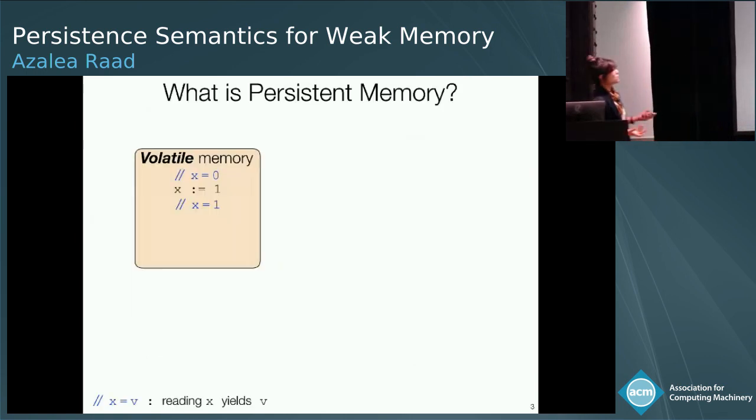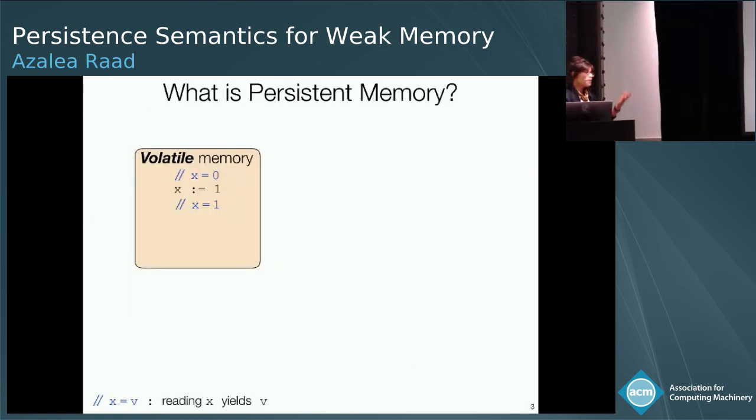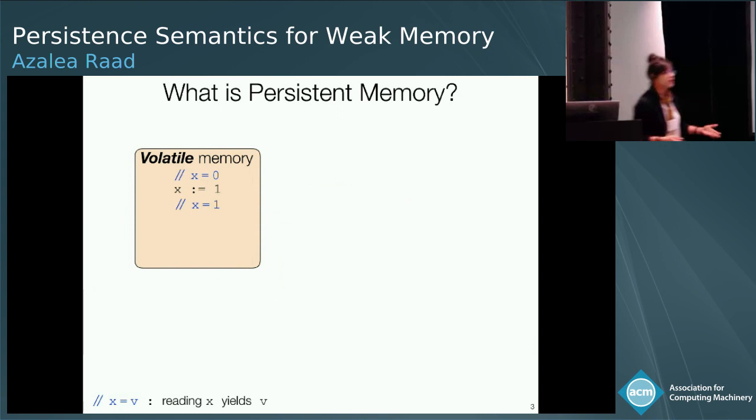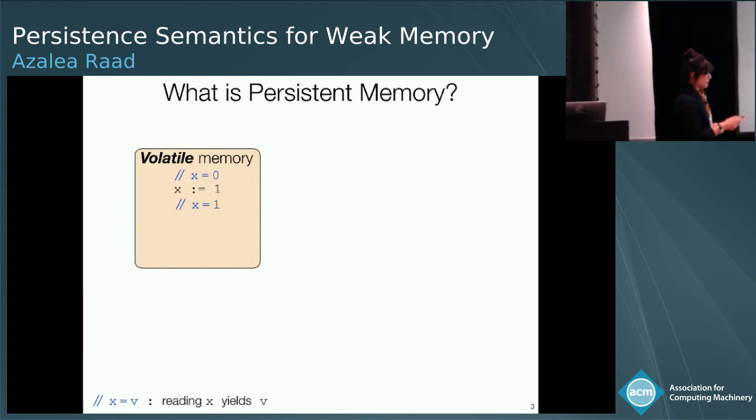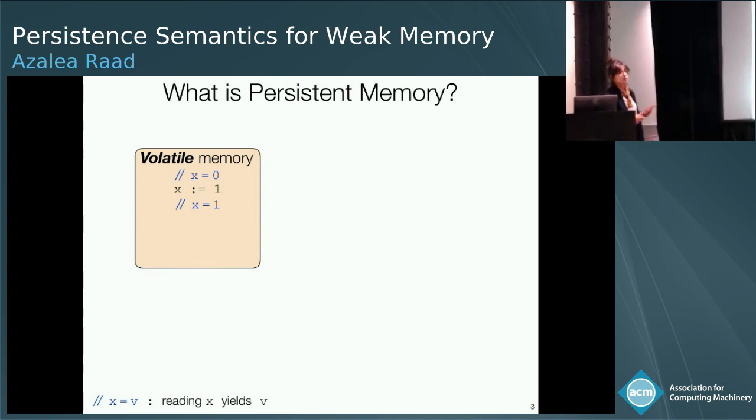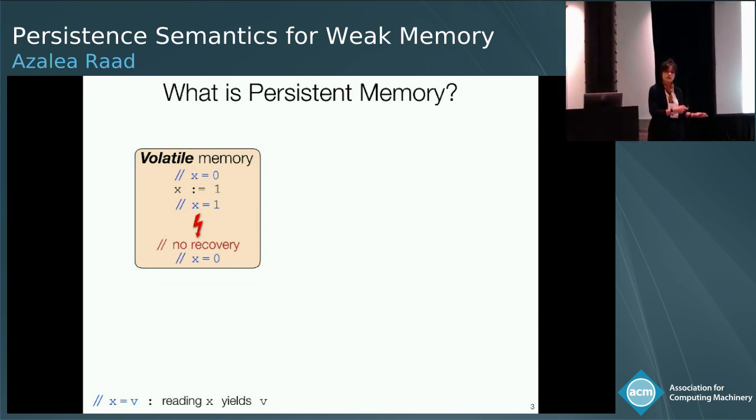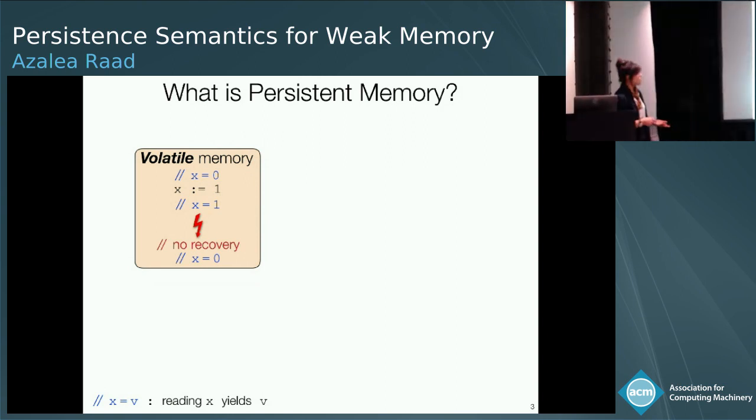So what is persistent memory? Traditionally, you have your programs. They interact with memory. They read and write from memory. So if initially all locations are set to 0, if I run this program and assign 1 to x, afterwards I will have x equal to 1. And as many of you know, the memory is volatile in a sense that if there are any power failures or crashes, all my work will be lost. So if I restart the program, I will see x equals 0, the initial value.